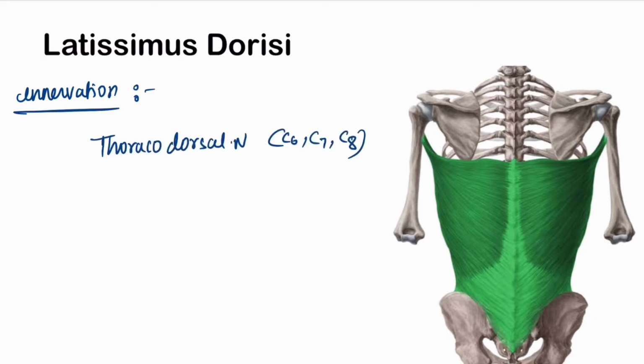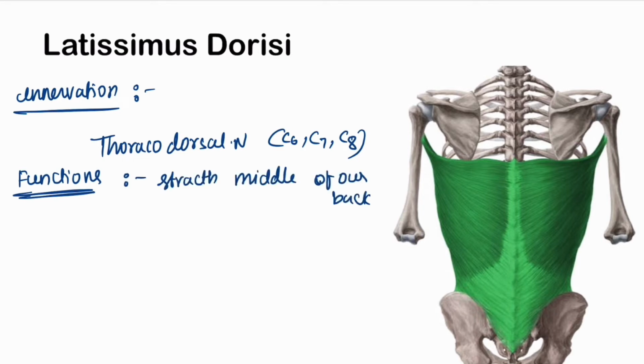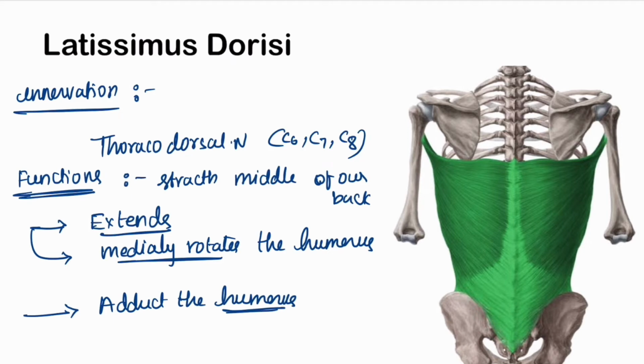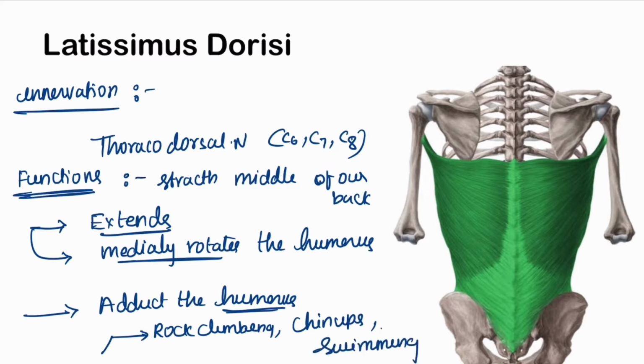Let us look at the functions. This muscle helps us to scratch the middle of our back. It extends and medially rotates the humerus. It also adducts the humerus. It helps during rock climbing, chin-ups, and also movements like swimming. That's all about the functions.